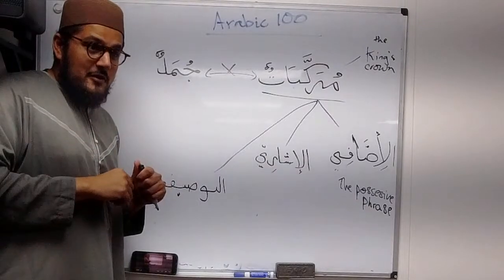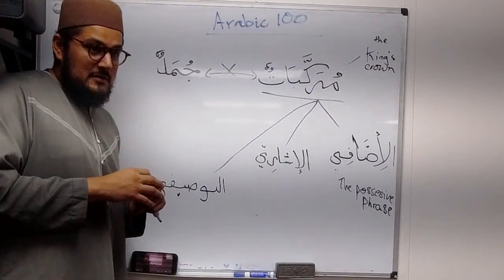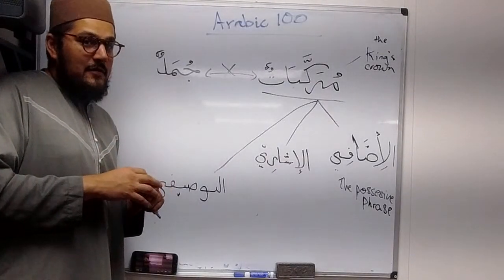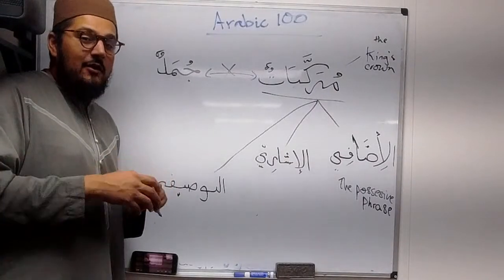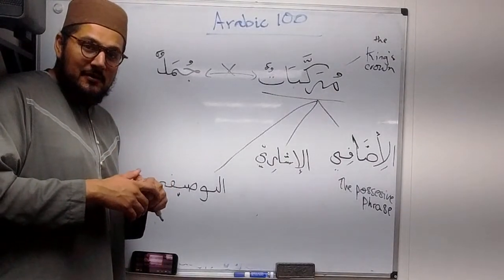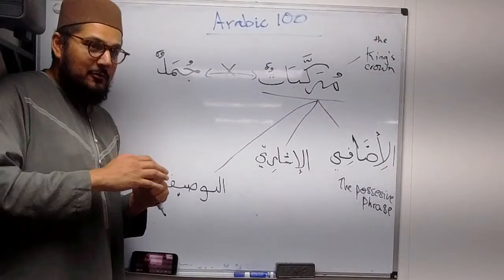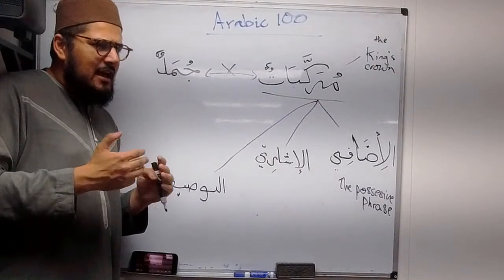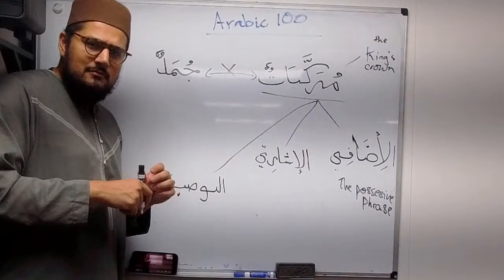ذلك for something far, and هذا for something close. So for example, if I wanted to say this pen, how would I say that in Arabic? هذا القلم. Very good. What if I just said هذا قلم?